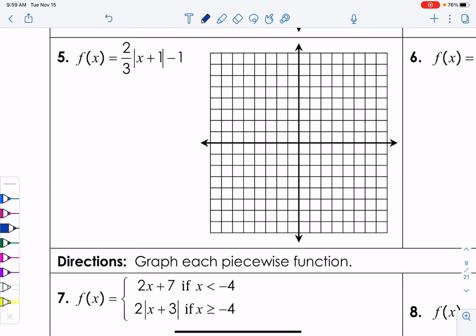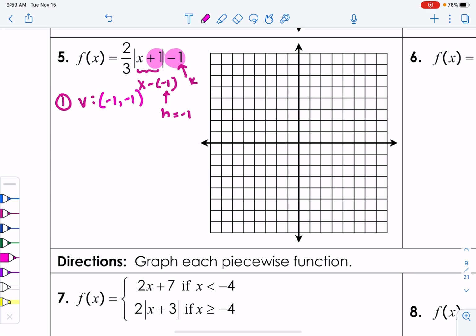Number 5. Step number 1, we need to figure out what our vertex is, right? That means we identify whatever the h value is and whatever the k value is. In regards to this x plus 1, that's really x minus a negative 1. That means our h value is going to be negative 1, and our k value is going to be negative 1. So our vertex is at negative 1, negative 1. From there, we'll go over to our graph and plot negative 1, negative 1. That's where our vertex is going to be located.